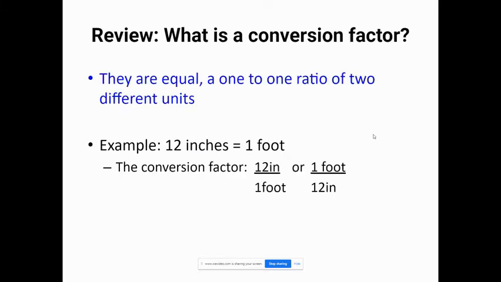So, as a review, what we're going to dive into is not only the metric system, but how to convert between numbers in the metric system. And so, what we need to establish first is conversion factors for the metric system. As a reminder, these are equal, one-to-one ratios of two different units. The one example we used before was there's 12 inches in 1 foot. There's 100 centimeters in every 1 meter.